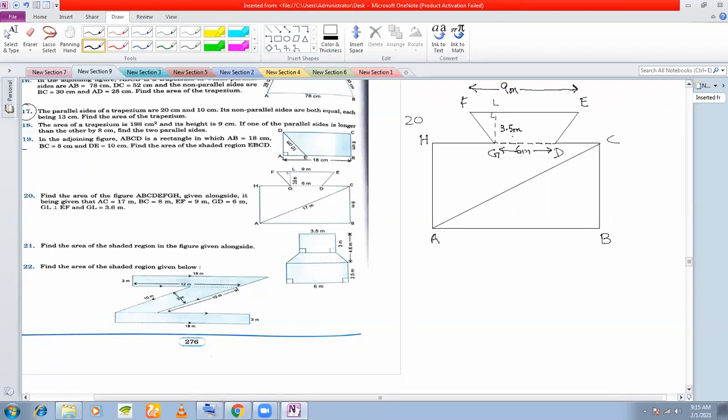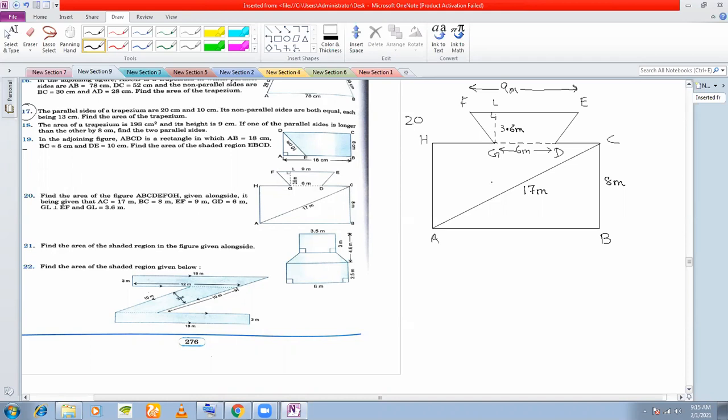Sir, 3.6 meters. Yes, 3.6, sir. Fine. So this is 3.6 meters. And this length is given to you as 17 meters. And this length is given to you as 8 meters. Question is, find the area of this entire figure.